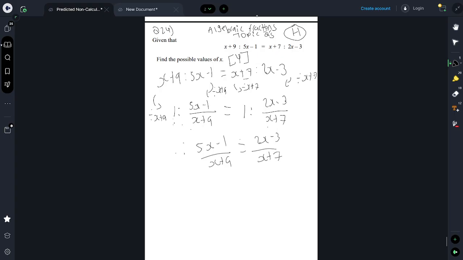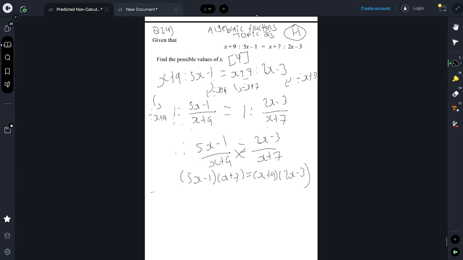This should be a dot. These questions you should be laughing at, really. Once you know this step, don't be thrown off. Now we just solve it. So again, cross multiply. So 5x minus 1 times x plus 7, so you cross multiply there and cross multiply there. That has to be equal to x plus 9 times 2x minus 3.